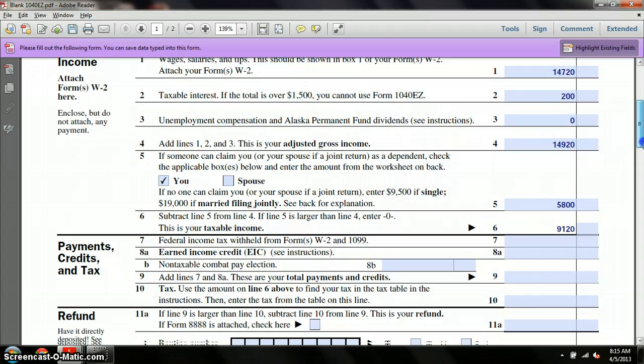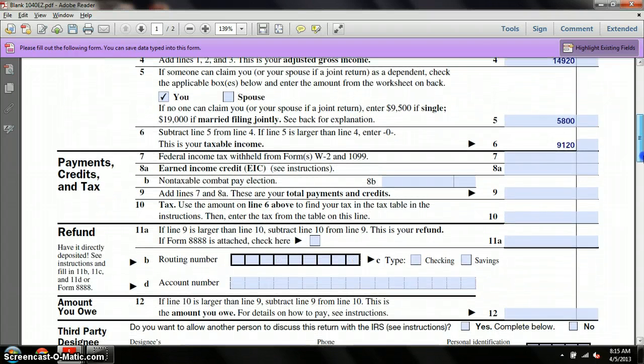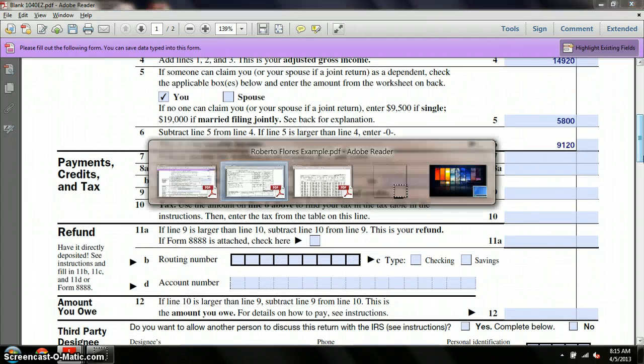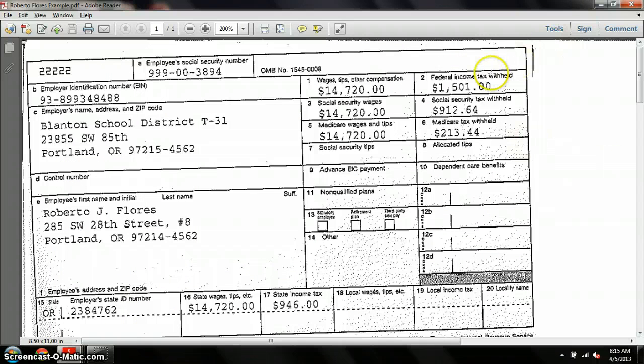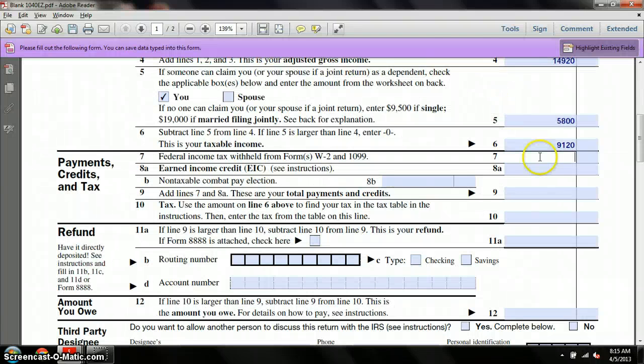All right, line 7, federal income tax withheld for form W-2. So once again, we have to go to our W-2 form. Right here, our second box says federal income tax withheld, $1,501. So we come over here, $1,501 is what we enter in line 7. For the purposes of this class, 8A and B, we're not going to really worry about. So you can write 0 in there if you want. That would be fine.